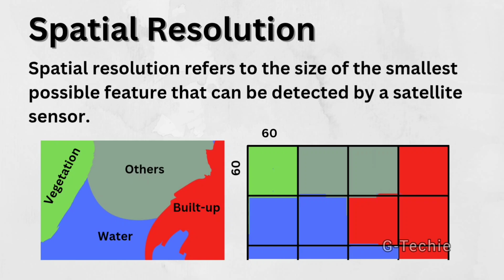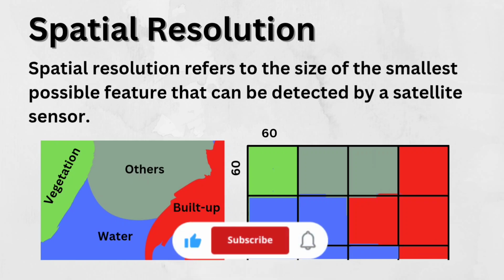Consider the left side as the ground area. Here I categorize it with 4 different colors, such as vegetation, built-up, water and others. And these are captured and represented as pixels in the image, as I show on the right side. Each square you are looking at on the screen is considered a pixel. As I mentioned, 60 by 60 per pixel.